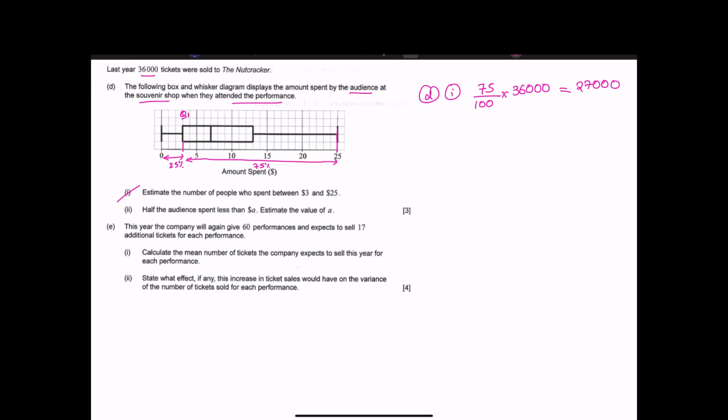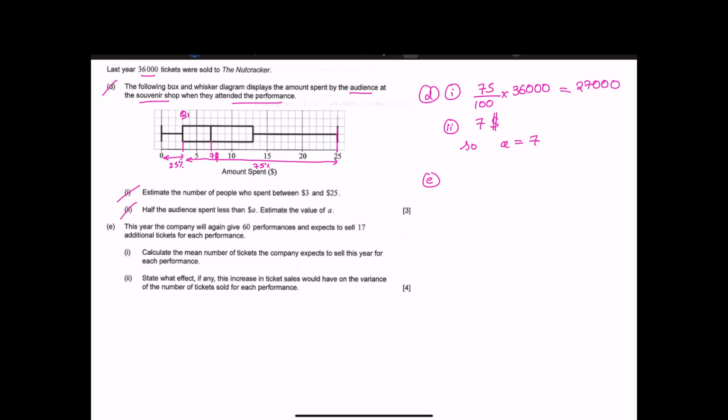And this is my median. Median is here, right? So this value is $7. So this is the median amount, and for the median amount, 50% of the population has spent less than $7, and 50% has spent more than $7. So yeah, A would be equal to 7.